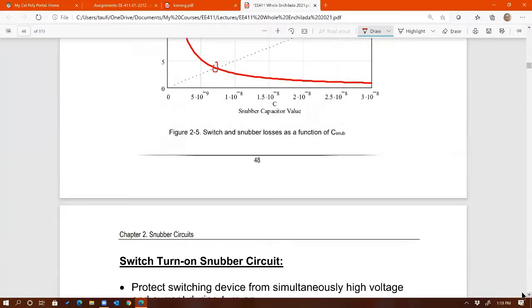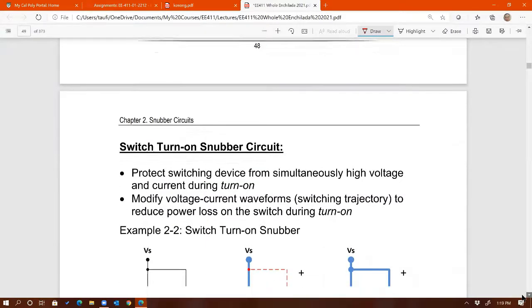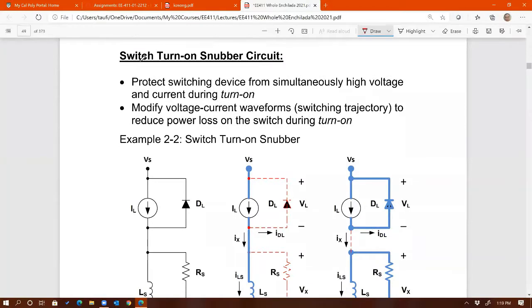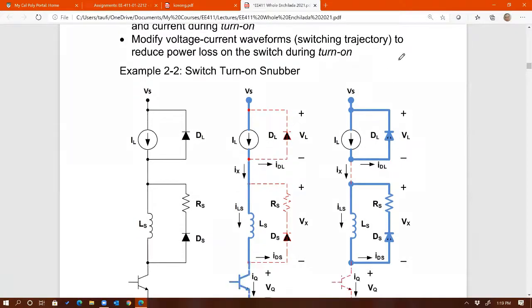The turn-on snubber, I will not go over this, and we will not be responsible to cover this for the first midterm, or for the only midterm we have in the quarter. Right? So you don't need to study this to prepare for the midterm. So I'm going to skip this.